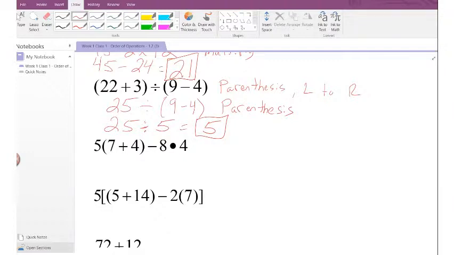Good question. You guys, see this 5 outside the parentheses here? Do you know what mathematical operation is happening there? Multiplication. So keep that in mind. Even though there is no multiplication sign, multiplication is occurring there. I'll give you another minute with that problem.